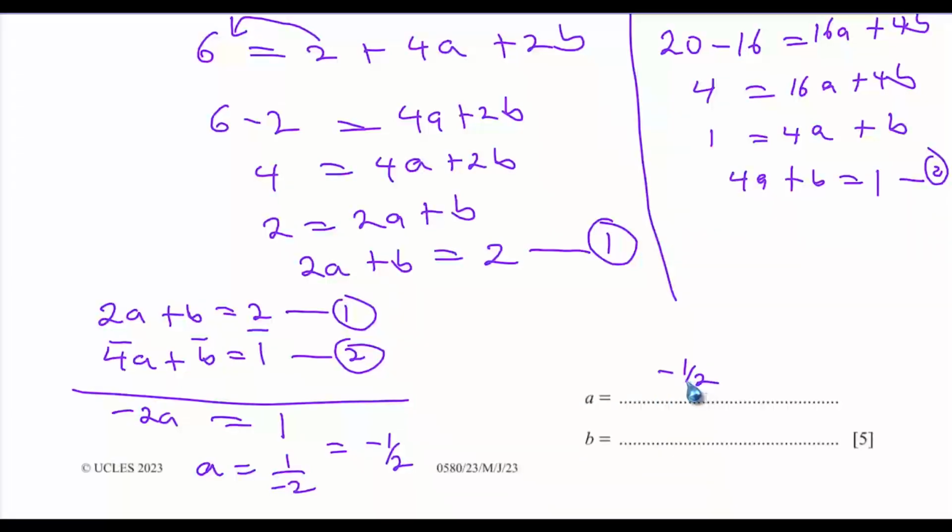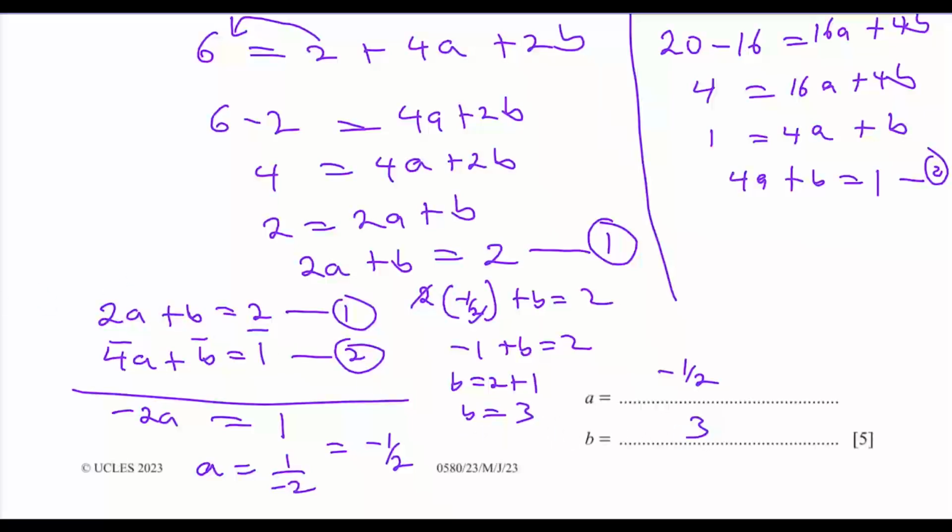So let's substitute the value of a, which is minus 1 over 2, into equation 1. So that will be 2 times minus 1 over 2, then plus b equals 2. So the 2 cancels the 2 here, we're left with minus 1 plus b equals 2. Let's collect like terms. b is equal to 2 plus 1, and b is equal to 3. So that is the value of b.